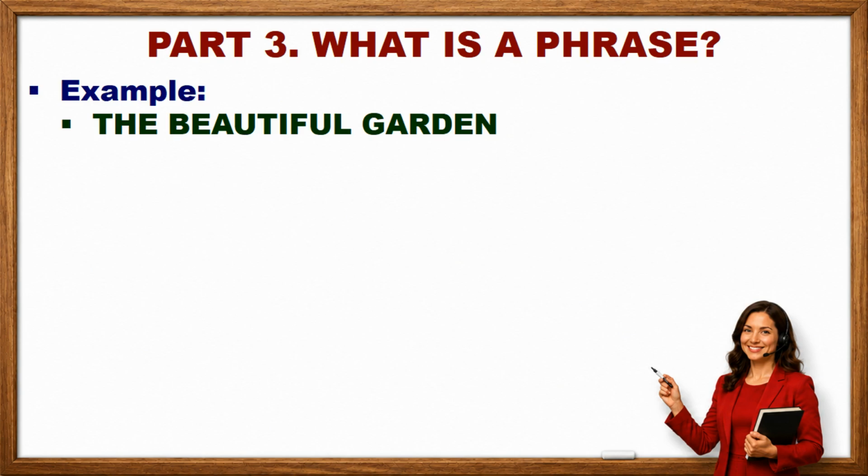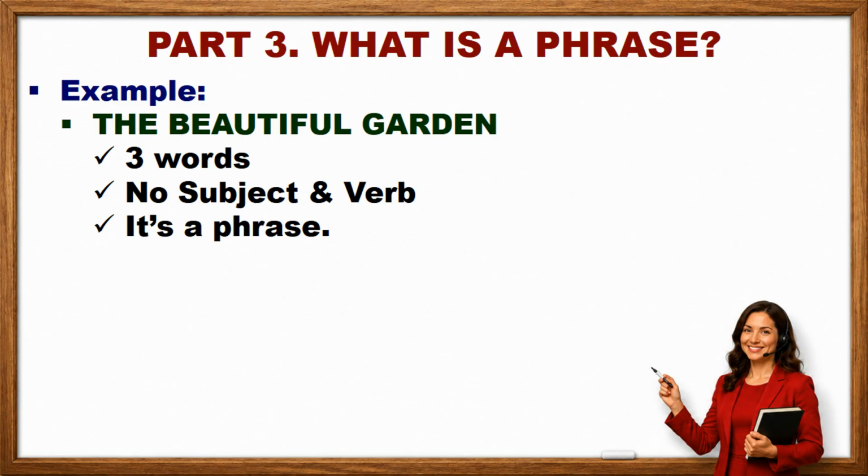Think about it. Look at this example. The beautiful garden. How many words? 3. Does it have a subject? No. Does it have a verb? No. Therefore, it's a phrase.